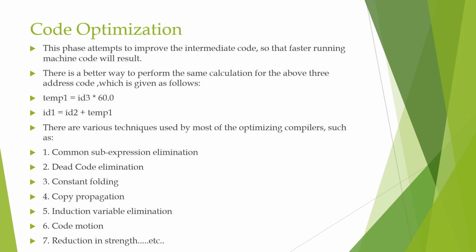There are various techniques used by optimizing compilers such as common sub-expression elimination, dead code elimination, constant folding, copy propagation, induction variable elimination, code motion, reduction in strength, etc. There are many optimization techniques available in code optimization. Each and every one we will see in the next units. In the next video I will explain them.